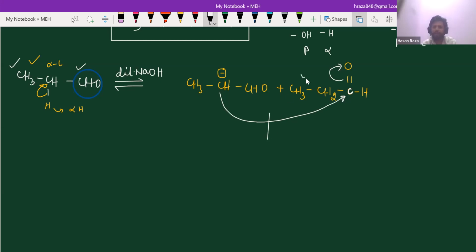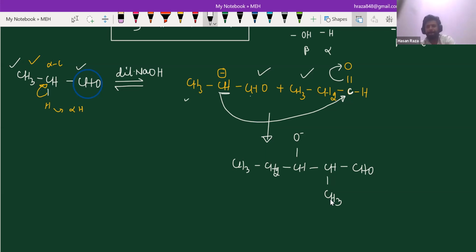Now I'm going to write this part first. As you can see, there is CH3, and then there is CH2, and then there is CH, and then there is O negative. Now since this part attacked on this, there will be CH, and after CH, on the right hand side there is CHO, and on the left hand side, which I'm going to write at the bottom, CH3. Is this clear, Fawaz and Nafisa? Yes, sir. Very good.